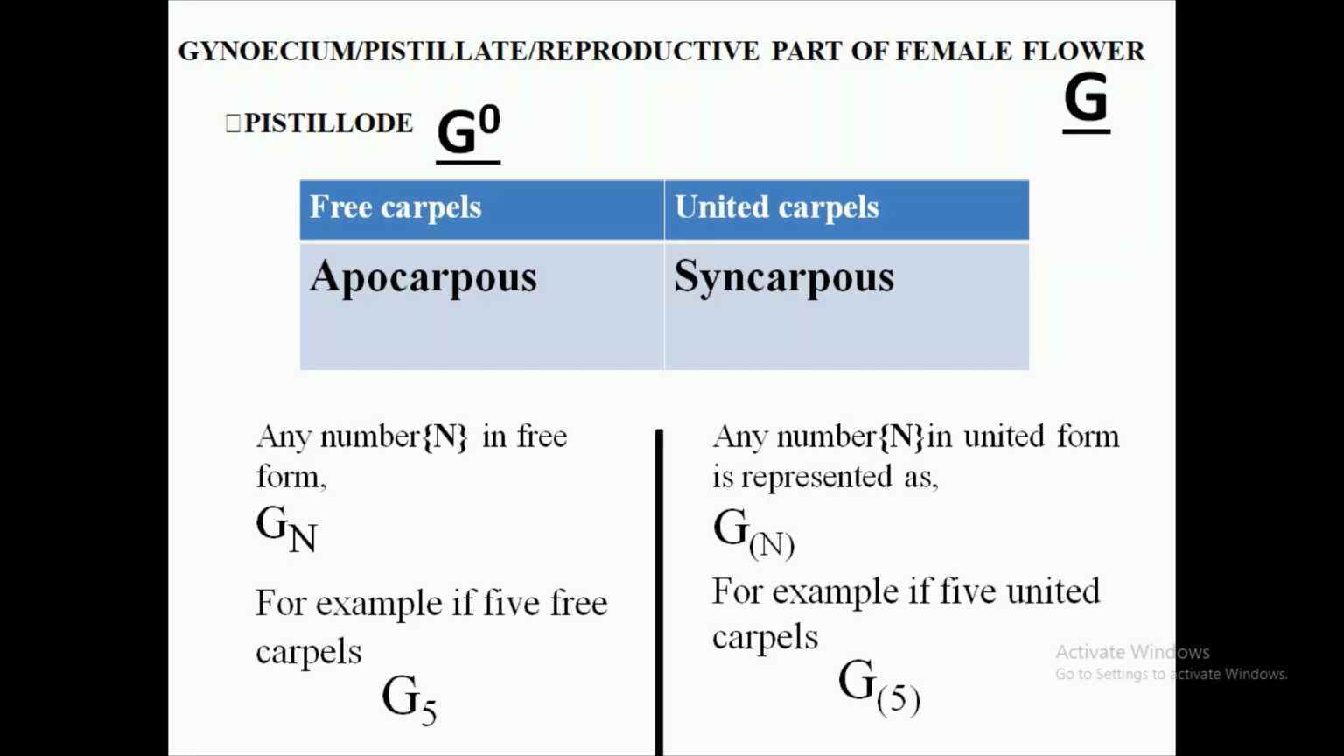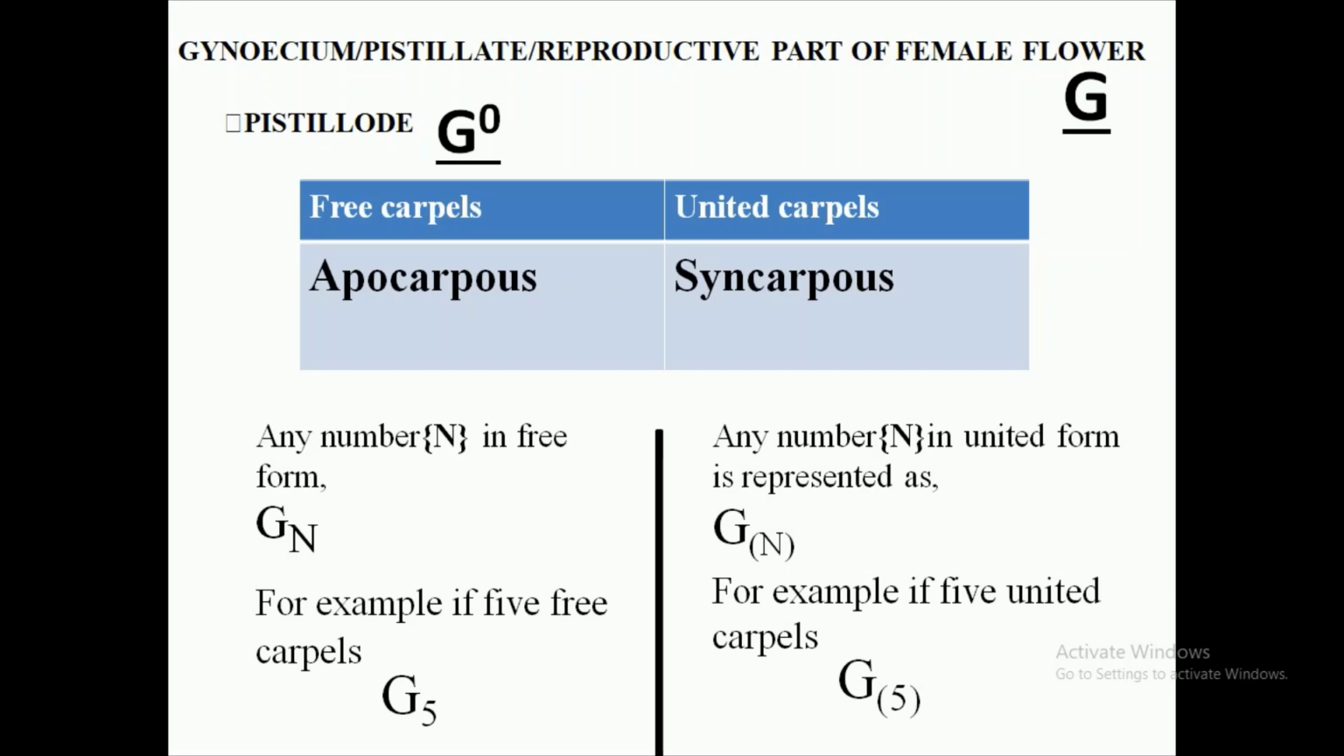Carpels are also known as gynoecium, and carpel is a term which is used for stigma, style and ovary. Any number n in free form, that means we are talking about n numbers of ovaries present in free form, we write it as capital letter G and n, which denotes the free form of ovaries. That means the ovaries are not attached or united to any part, so we write it G n, or for example if 5 free carpels or ovaries are present, we write it G5.